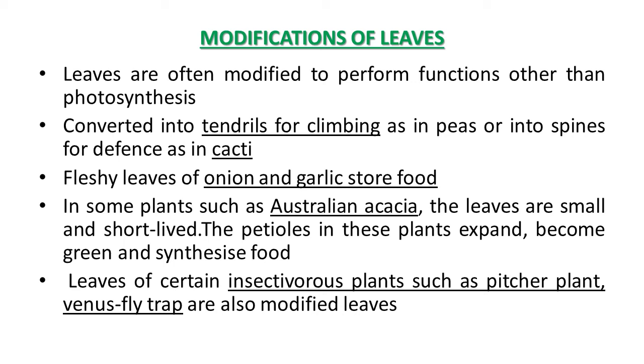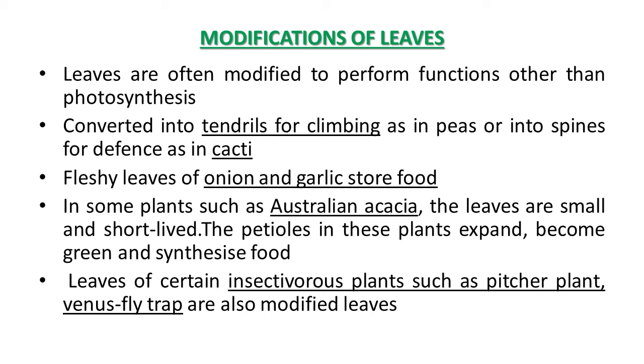In onion and garlic, the fleshy leaves, actually the part is the leaf base, it is modified for the purpose of storage of food, and that's why it becomes bulb shaped. Actually it's a part of the leaf, the leaf base, it becomes fleshy and stores food, and this modification is specially for storage of food in onion and garlic.